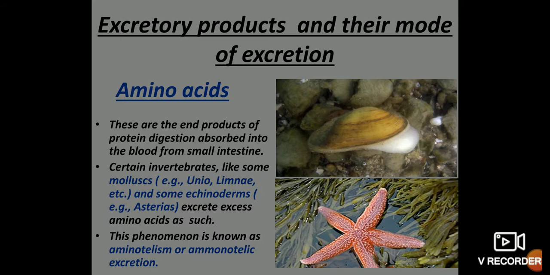Now we will discuss the excretory products and their mode of excretion. First one is amino acids. These are the end products of protein digestion absorbed into the blood from the small intestine. Certain invertebrates like some mollusks, examples are Unio, Lymnaea and some echinoderms, that is Asterias, excrete excess amino acid as such, and this phenomenon is known as aminotelism.